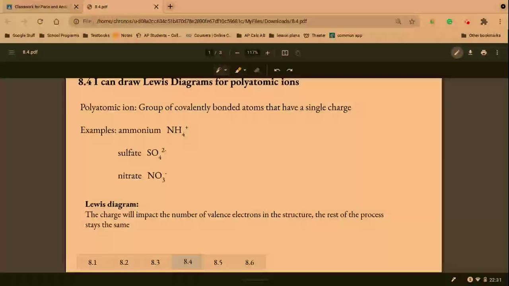So, drawing Lewis diagrams for polyatomic ions is really similar to drawing Lewis diagrams for other molecules. It just has one or two extra steps. A polyatomic ion is a group of covalently bonded atoms that has a single charge.